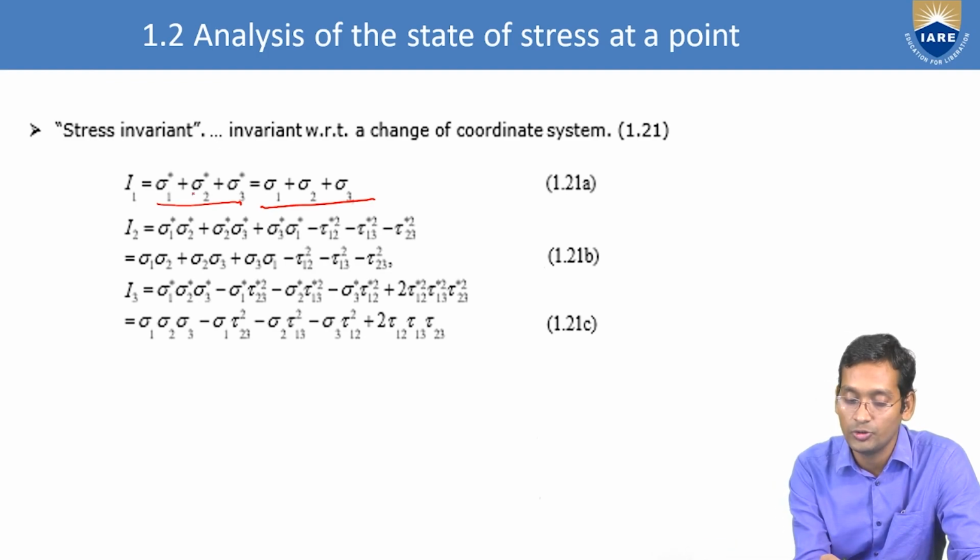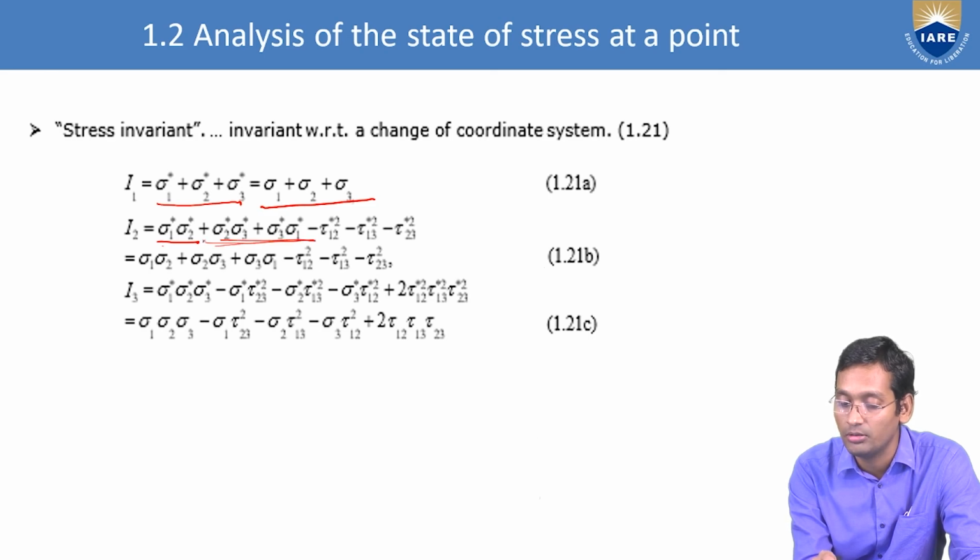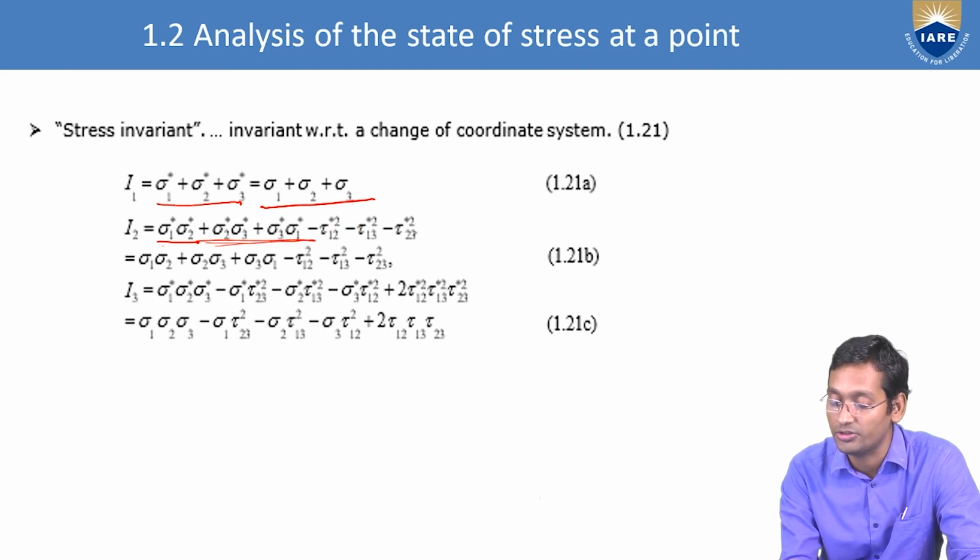Similarly for I2, now just multiply: sigma 1 star, sigma 2 star, that is 1 2. How do you remember? 1 2, 2 3, 3 1. These sigma terms will be outward, so positive. These three will be in the inward direction, so minus tau star 1 2, minus tau star 1 3, minus tau star 2 3. These are acting towards I2. Now just simplify this one again.